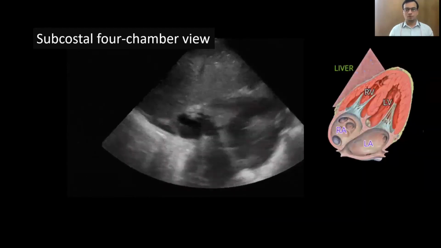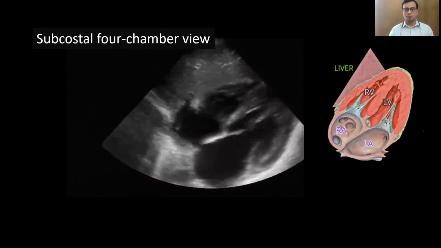So here we have 3 views. So how to place the transducer? You have to place the transducer under the xiphoid bone, slightly to the right of the sternum. The transducer marker should be to the left, and the imaging plane should be directed upward and to the left shoulder in slightly clockwise rotation. Start with the subcostal 4-chamber view.